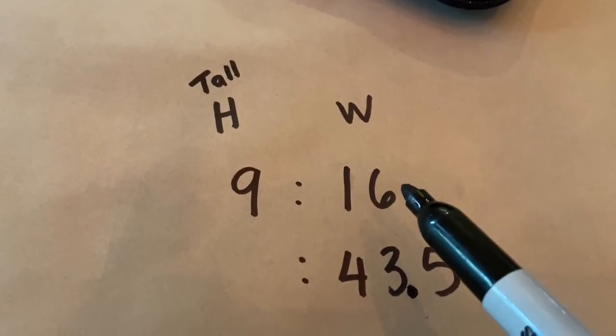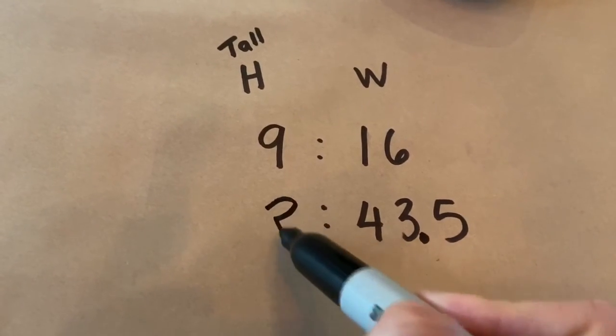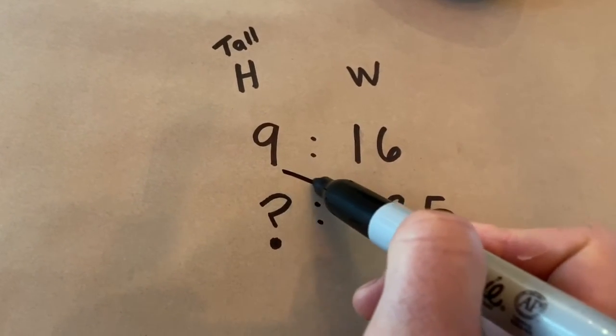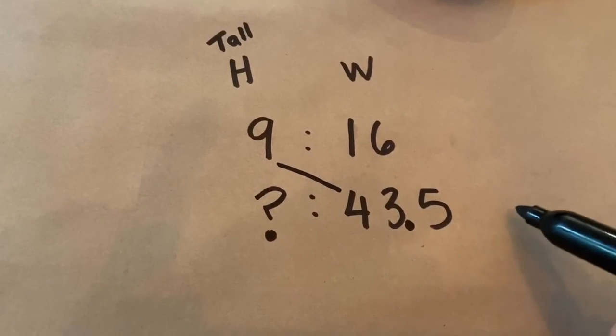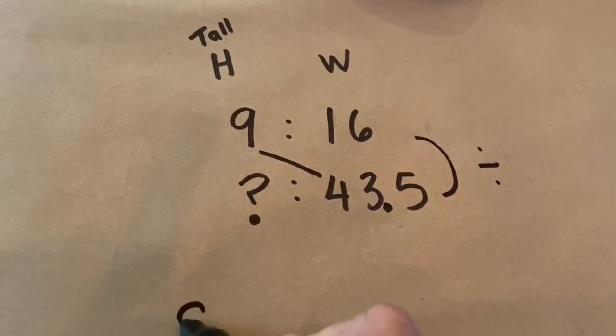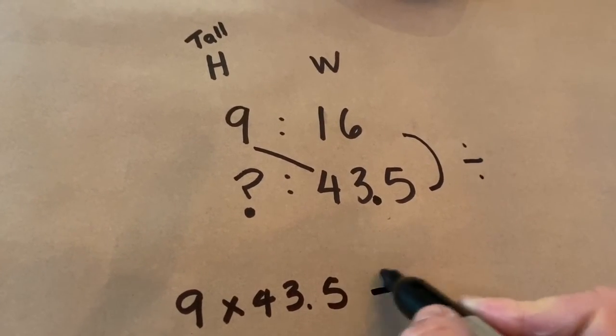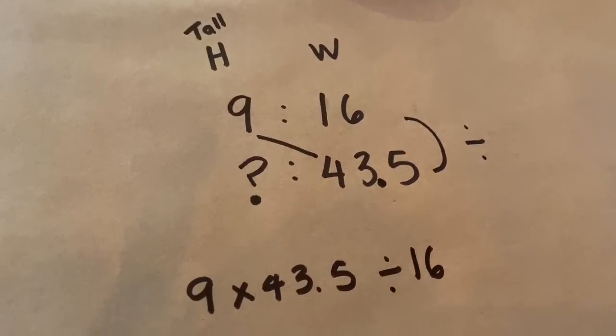It tells you the width of your television is 43.5. We want to know this number. So again, I'm going to multiply and then I'm going to divide. So with my calculator, I'm going to go 9 times 43.5 divided by 16. Let's try that right now.